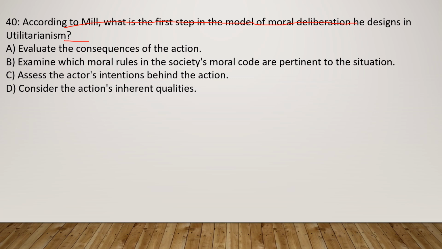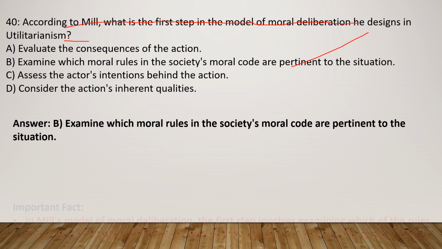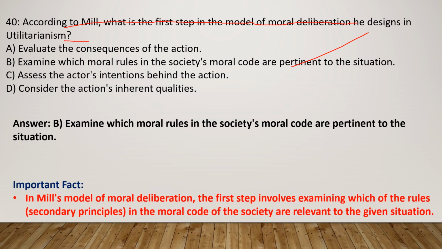Examine which moral rules in the society's moral code are pertinent to the situation. Option B is the correct option. In Mill's model of moral deliberation, the first step involves examining which of the rules in the moral code of the society are relevant to the given situation.